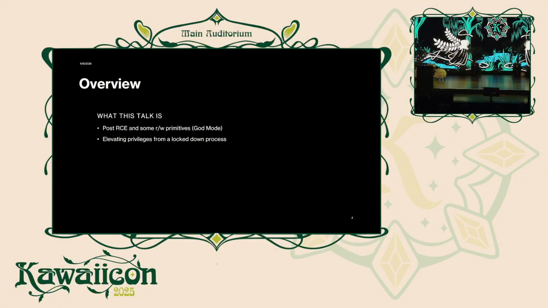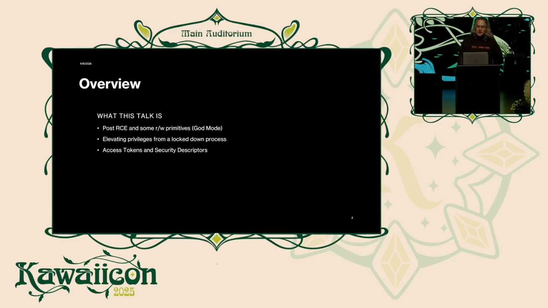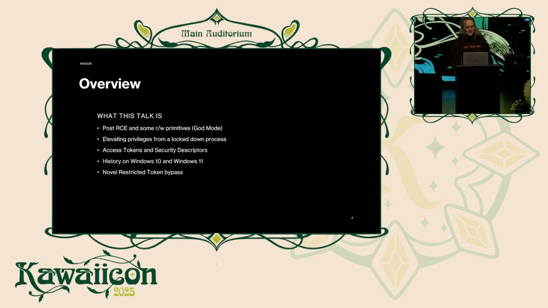But to be able to do that, we're going to need to go over some basics here. So I'm going to give you some information on how access tokens and security descriptors work, followed by a history of techniques that have been used in the past on Windows 10 and Windows 11. Then I'm going to detail a novel restricted token bypass, introduce another mitigation specific to AppContainer processes, and then it wouldn't be a good talk without also bypassing that too.